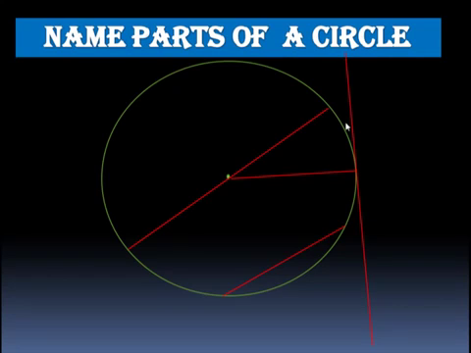Now we have a straight line, and this straight line does not pass through the circle, it just touches it at a point on the circle. We call that point of contact the point of tangency. A straight line that doesn't pass through the circle but just touches it at a point of contact, called a point of tangency, is referred to as a tangent.